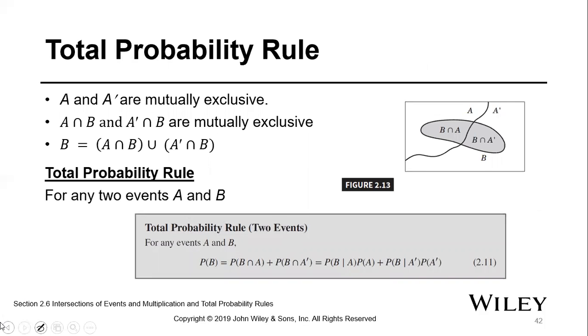The total probability rule: given that A and A complement are mutually exclusive, the intersection of A and B, this part right here, and A complement and B, this part right here, are also going to be mutually exclusive. Then the event space B will be the union of A intersection B and A complement intersection B. So you can take these two parts and add them together. This gives us the total probability rule. The probability of B is the probability of B intersection A plus the probability of B intersection A complement, which is also the probability of B given A times the probability of A, plus the probability of B given A complement times the probability of A complement.